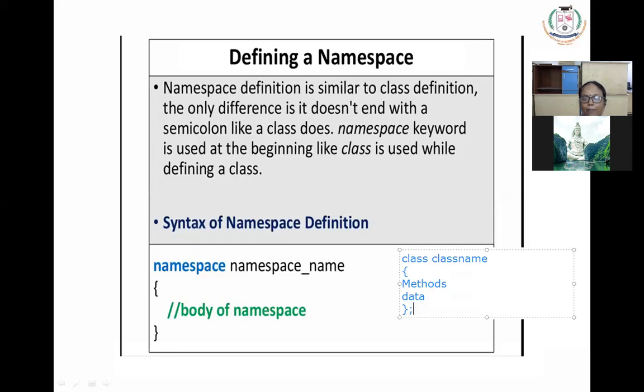This is normal. But what is the namespace syntax? What is the keyword used for namespace? Namespace. I think it's not a new keyword, we have already used namespace while declaring a variable globally. Namespace, namespace name. It is similar to your class name. Here also I can declare my methods and data.